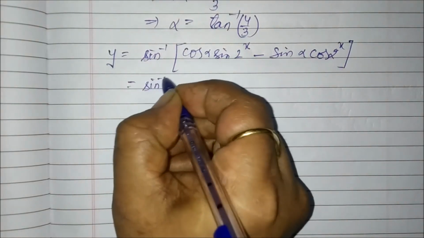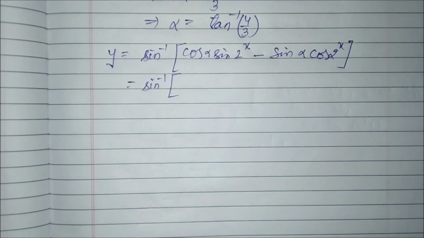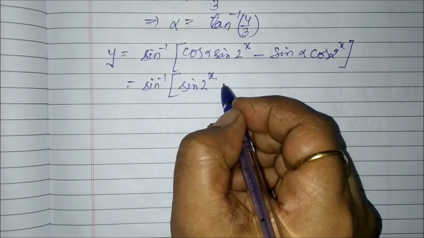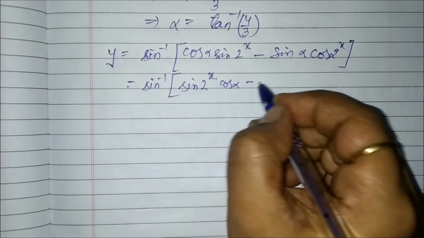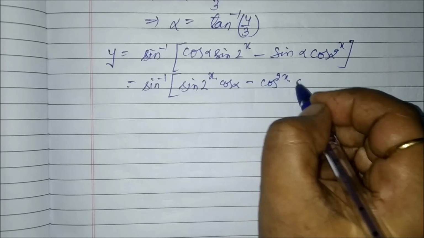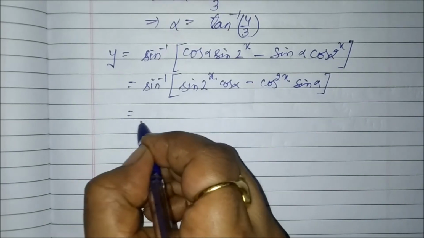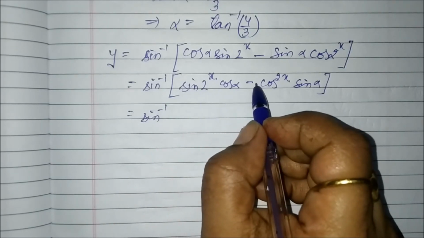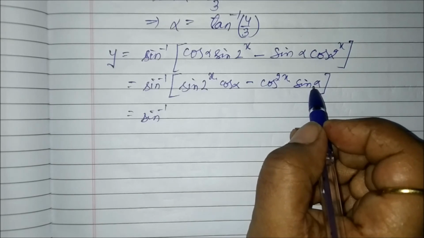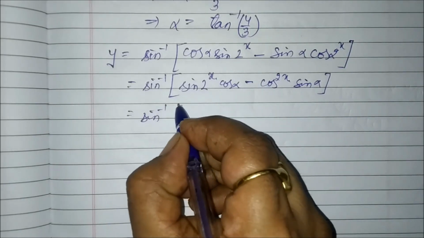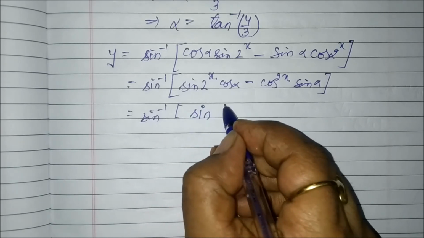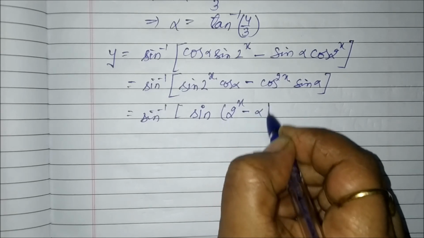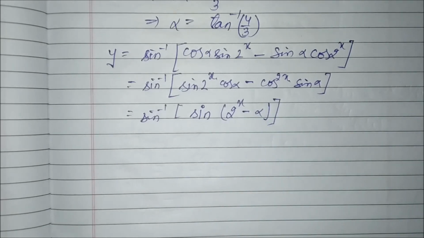So here, arranging: sin 2 raised to x cos alpha minus cos 2 raised to x sin alpha. Now this is like sin A cos B minus cos A sin B. So we are having a minus sign here. So it is the formula of sin(A minus B). So we have sin(2 raised to x minus alpha). Okay, understood?